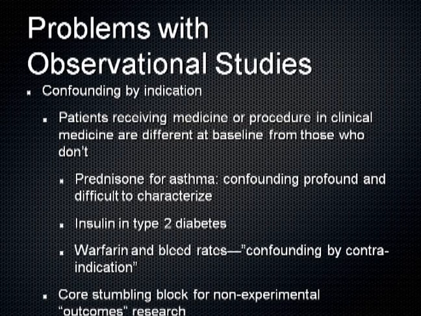Using insulin in type 2 diabetes is very similar. Most patients can get by on oral agents. If you use insulin, you've got a sicker patient. And there's also the potential of confounding by contraindication. People don't give warfarin to patients that have a demonstrated risk factor for bleeding. So if you're trying to compare patients getting warfarin versus patients who are not, you are highly likely to find confounding in the opposite direction. This is a core stumbling block for non-experimental outcomes research.